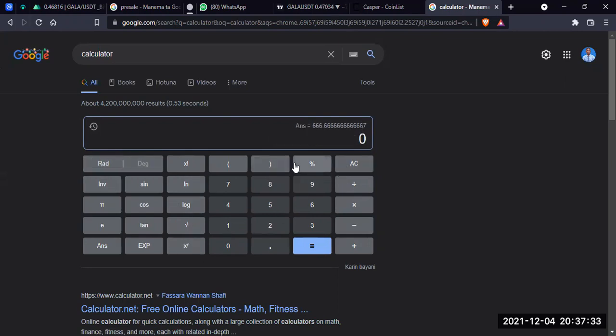Why do this calculator? Okay, $100 divided by 0.015 times $1 would have made $6,666,000. That is what you would have made if you bought Casper at this pre-sale price.